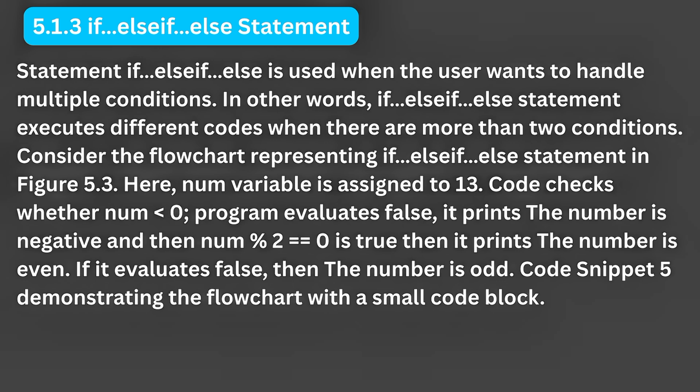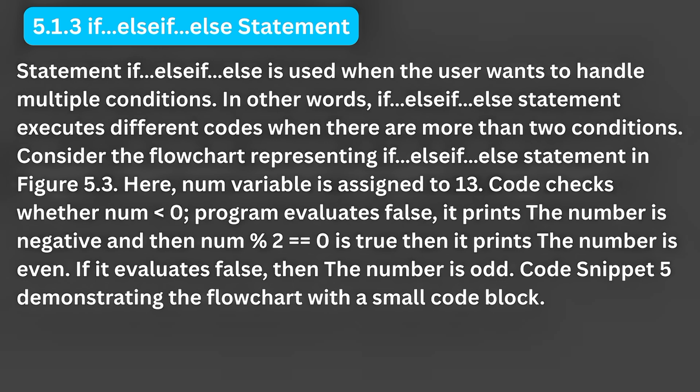The idea is simple. First, the program checks the condition inside the if statement. If that condition is true, it executes the code inside that block and skips everything else. But if the first condition is false, the program doesn't stop. Instead, it moves on to the else if statement, where another condition is checked. You can think of else if as a second question the program asks. If this second condition is true, its block of code is executed. And finally, if none of the conditions in the if or any else if statements are true, the program executes the code inside the else block. The else block is always the final fallback.